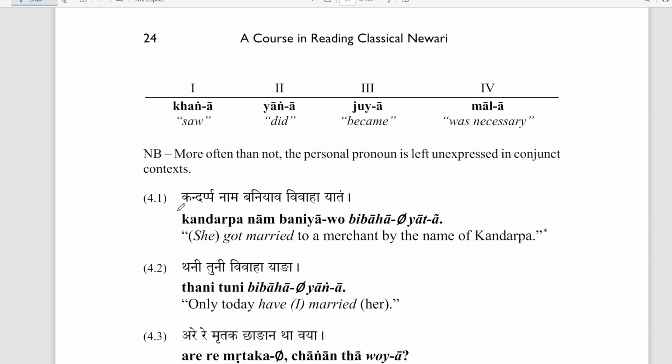So the first example given by the author is Gandarvana Baniyawo Bibaha Yaden. First we have Bibaha Yaden. Bibaha is the same as Sanskrit, marriage, to get married. And Yaden is the perfective past of Yaye, to do.